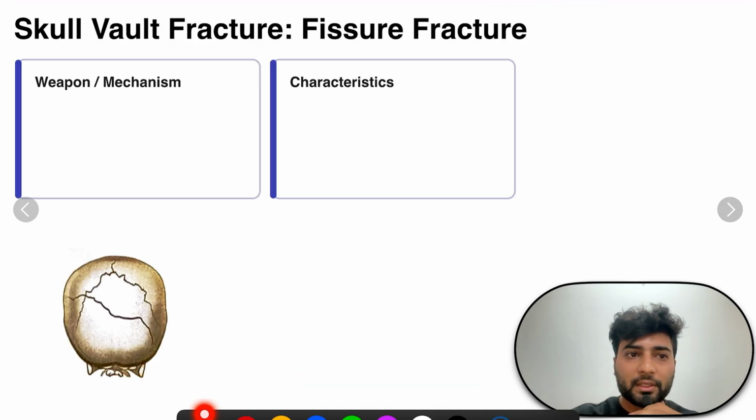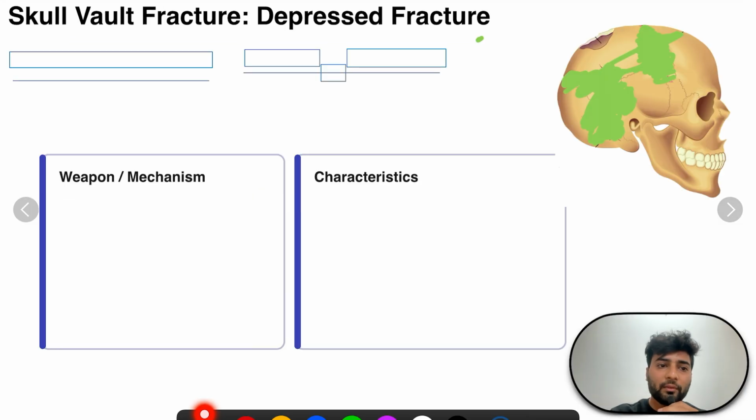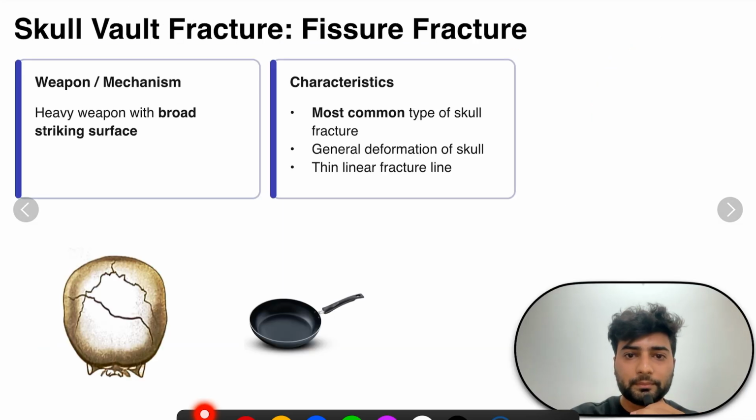So the first one is skull vault fracture. This you can see, this is the fissure fracture. This is caused by a weapon which has a broad surface area. So a weapon with a broad striking surface causes the fissure fracture. This is the most common type of skull fracture overall and causes thin linear fracture lines and general deformation of the skull. So now you can see here that there are just fracture cracks, right? None of the segments is displaced or gone downwards.